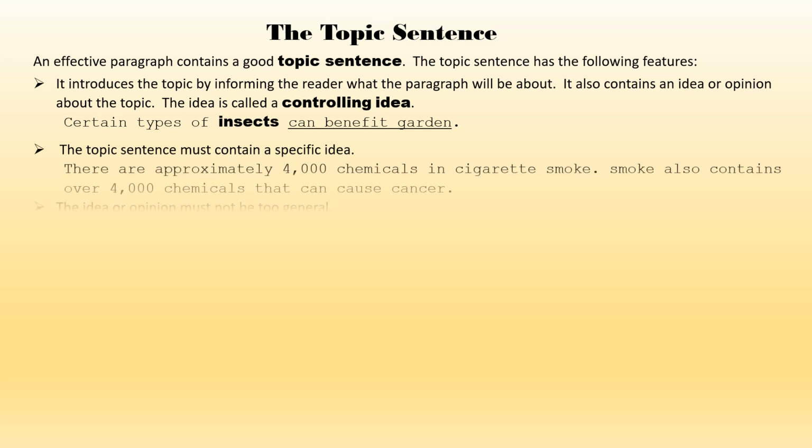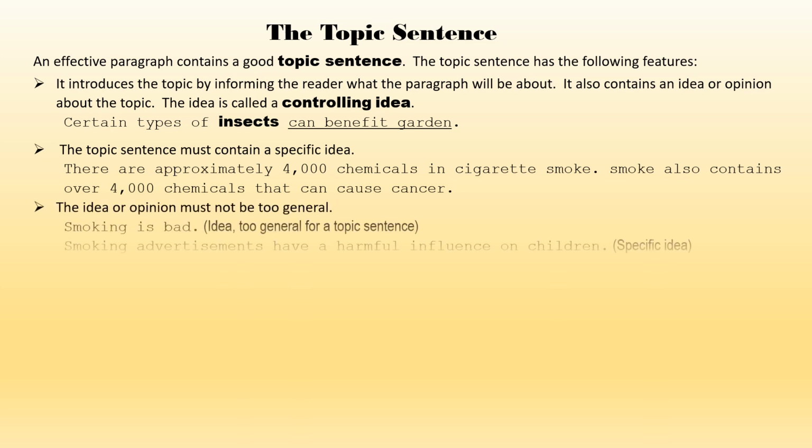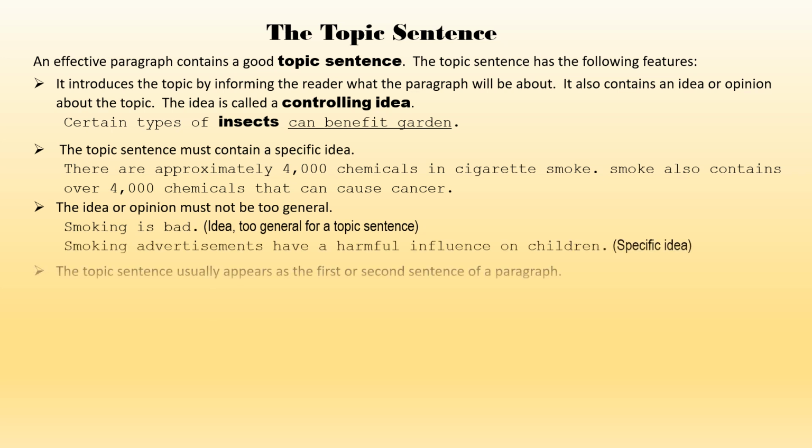Certain types of insects can benefit the garden. Now, if you look here, this sentence is appealing. It gives an idea or opinion about the topic. Don't you think so? So this sentence qualifies to start a paragraph.